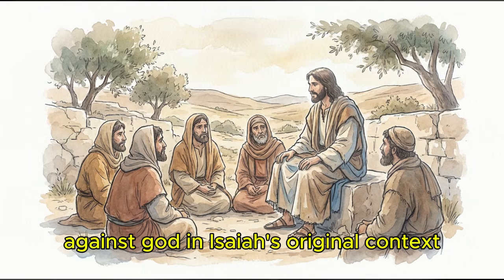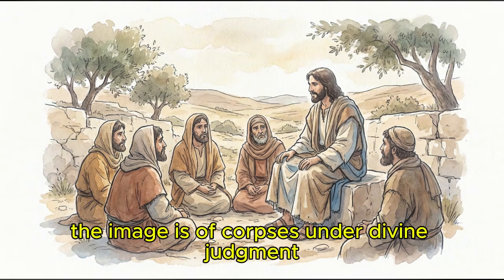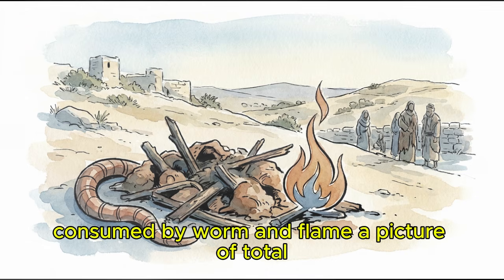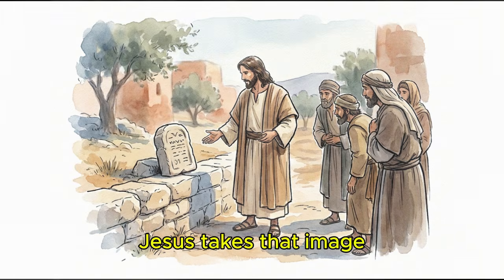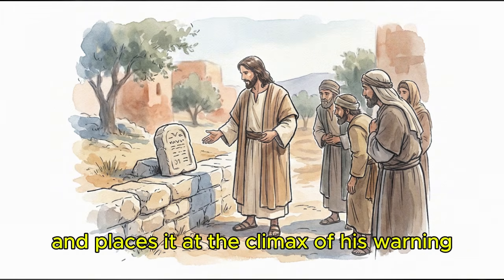In Isaiah's original context, the image is of corpses under divine judgment, consumed by worm and flame, a picture of total irreversible destruction. Jesus takes that image and places it at the climax of his warning.